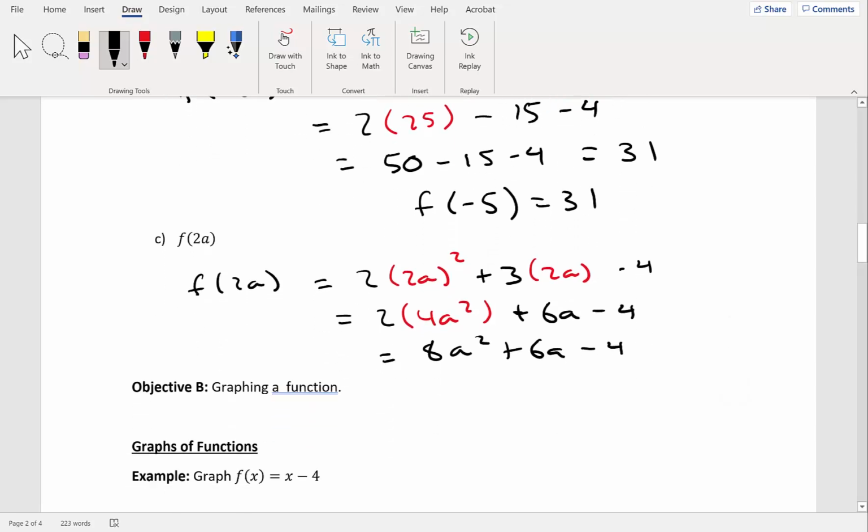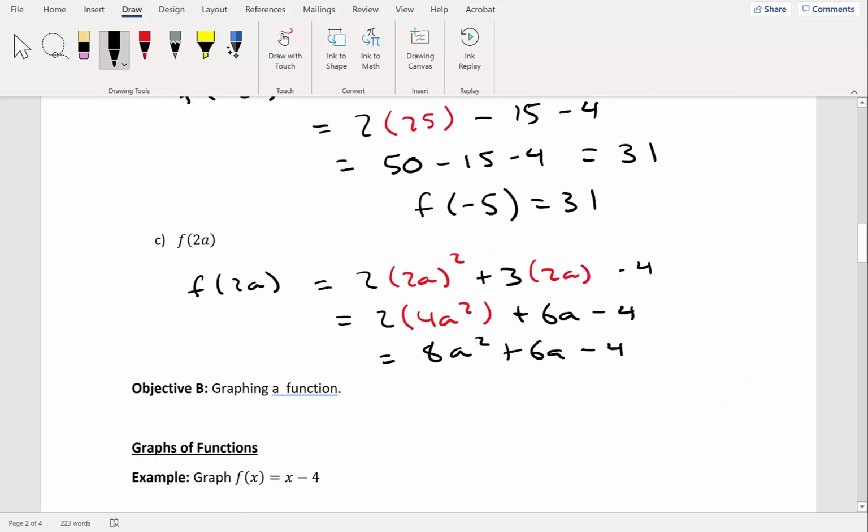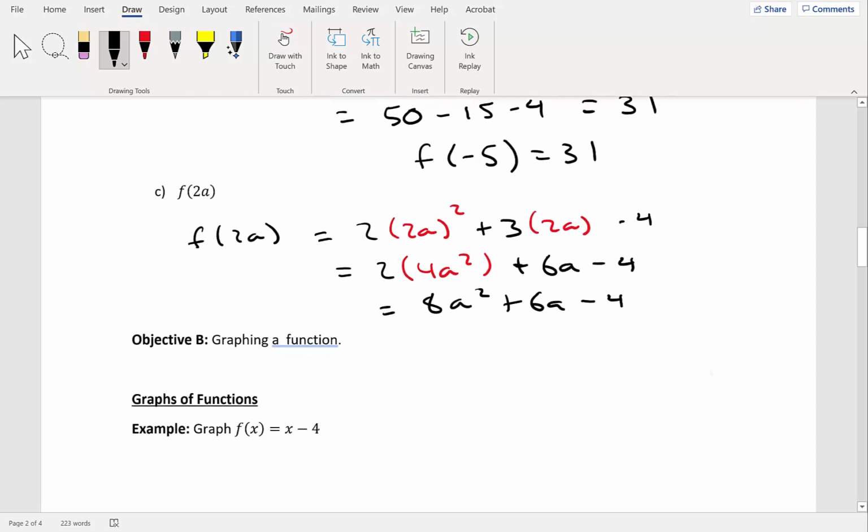Next objective, we're going to take a look at graphing functions. Now, for graphing functions, we're going to use the same method that we saw in the previous section, 2.1. We're going to create a table, find some ordered pairs, and then we can plot our ordered pairs and then draw a line through them.